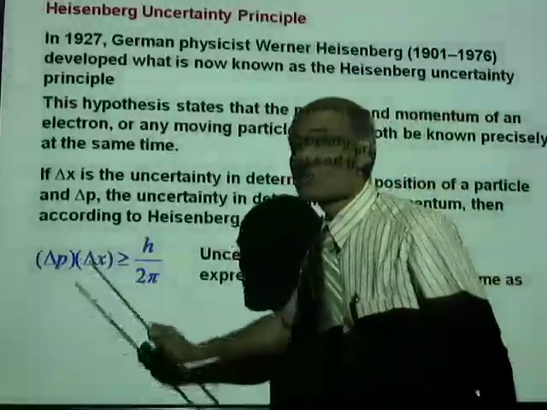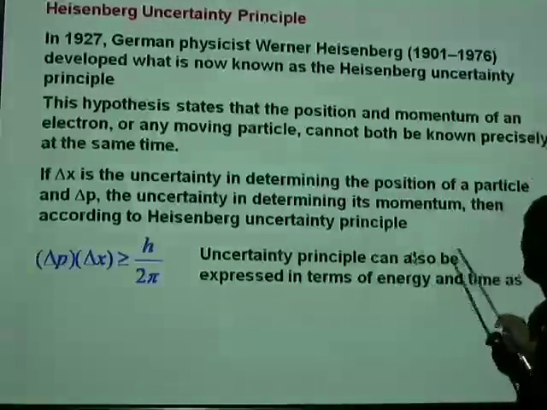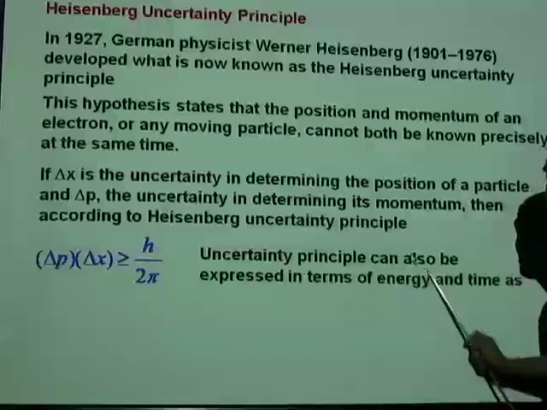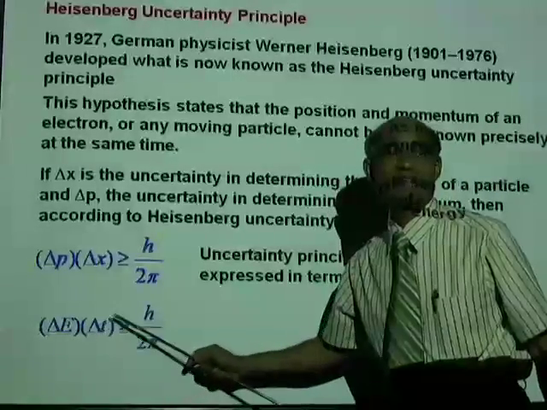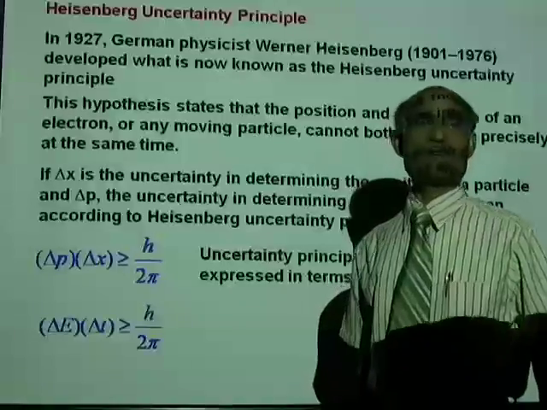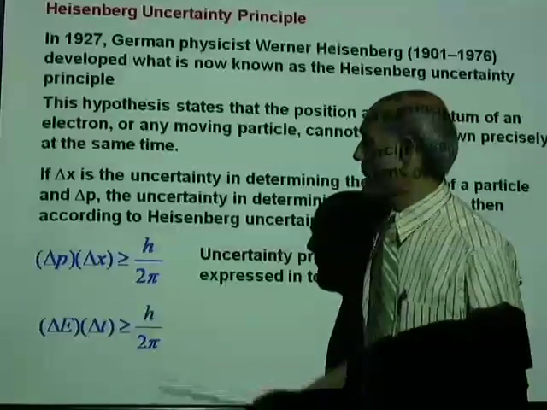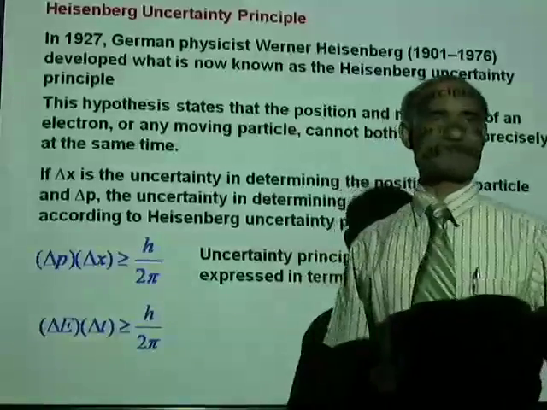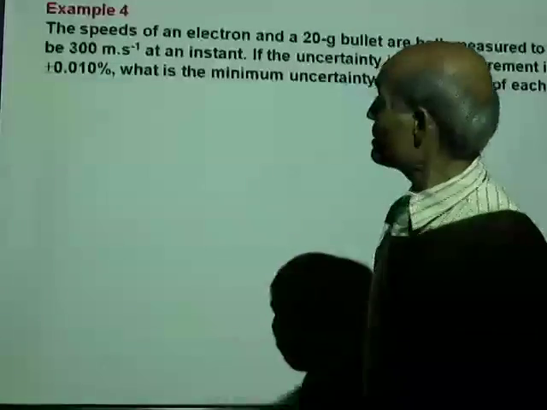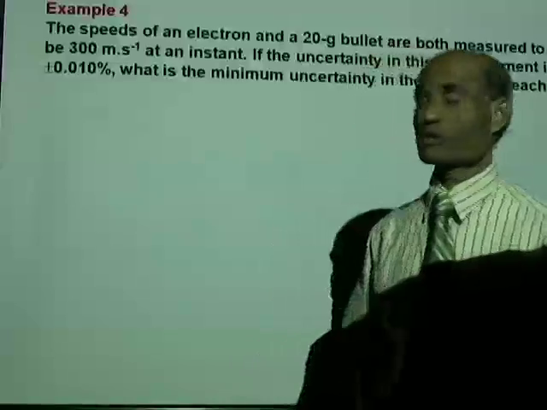Now this can also be written in terms of energy and time like this: delta E times delta t is greater than or equal to h over 2 pi. Well, we will be using mostly this form of the uncertainty principle. Well, let's do a problem and see how that looks.